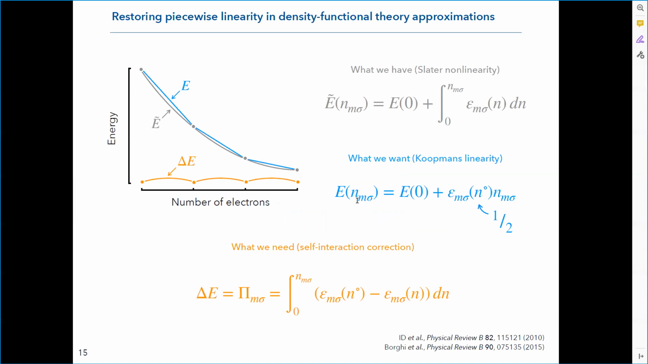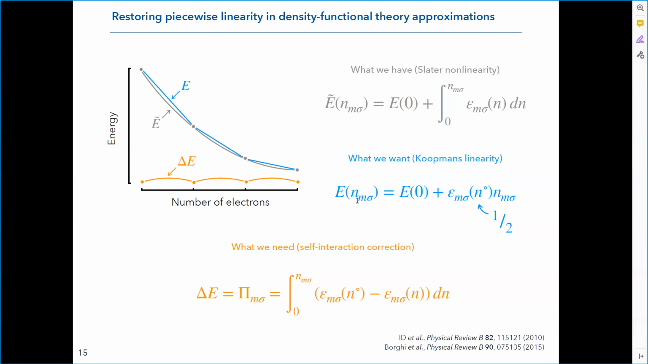So again, this is the curve that I was presenting. So what we have is this nonlinear trend that we can characterize using a Slater integral. So according to the Janak theorem, the orbital energy epsilon is the derivative of the total energy. And as a result, if you integrate this from 0 to the occupation of interest, you're going to get an estimate of the energy, and this is what is going to give you this behavior.